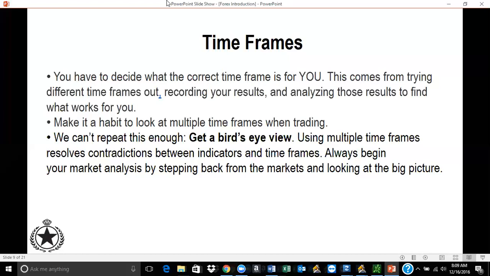I'm looking at the 3 hour, the 6 hour, the hour. Sometimes I make my trades based off the hourly chart, but I'm also looking at the weekly and the daily chart to see how I'm going to trade.